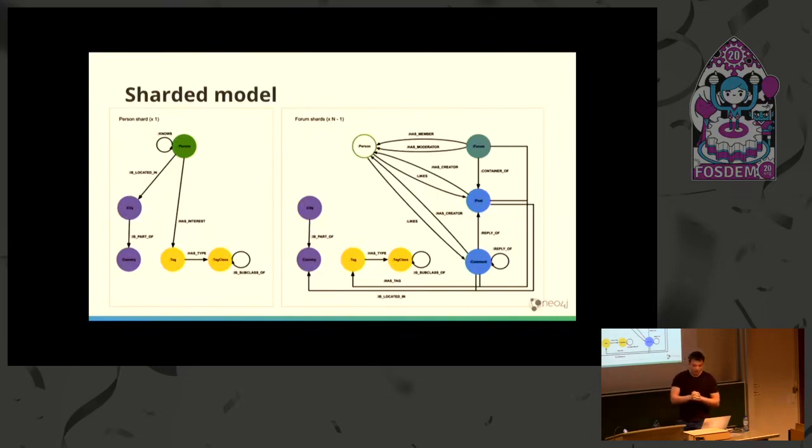And for efficiency, some of the data is replicated across all shards, which covers the location structure and the tag structure. That isn't such a big problem because this is a very small part of the data set. From the data volume point of view, the biggest parts are the messages, the forums, and that structure.